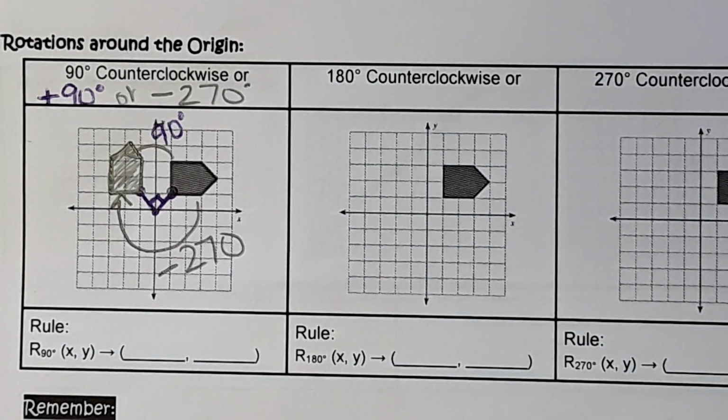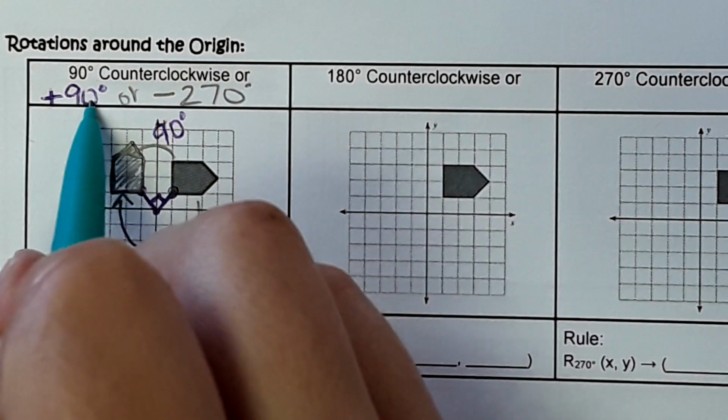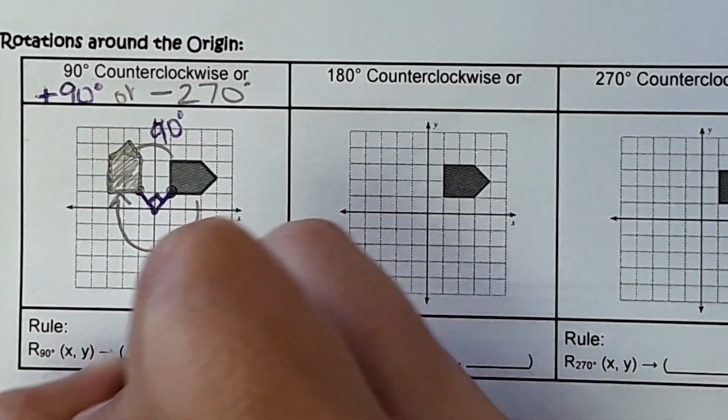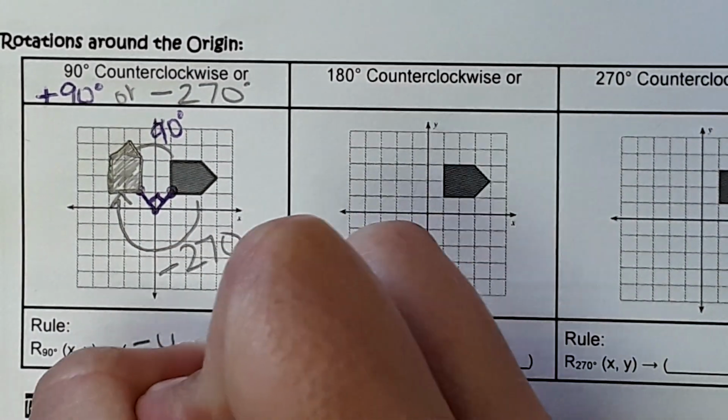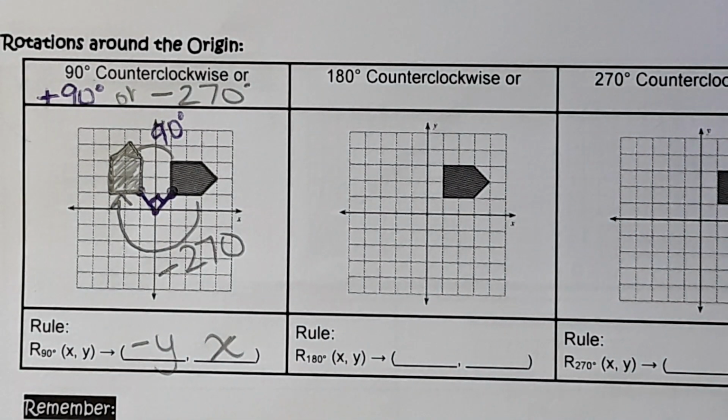Okay. Some of you might be able to visualize that. Some of you might not. So there's actually a rule for the coordinates. And the rule for positive 90 or negative 270 is (negative y, x). And we'll use this in some examples coming up.